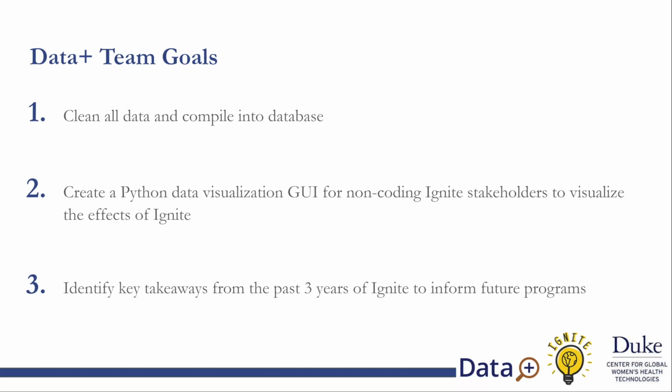And our third goal is basically just to run data analysis from the past 3 years of Ignite to inform future programs of what we see that is good, what we see that is bad and needs to be improved, and how we're doing relative to all the students' STEM self-efficacy, and which demographics are being improved the most and need the most improvement.